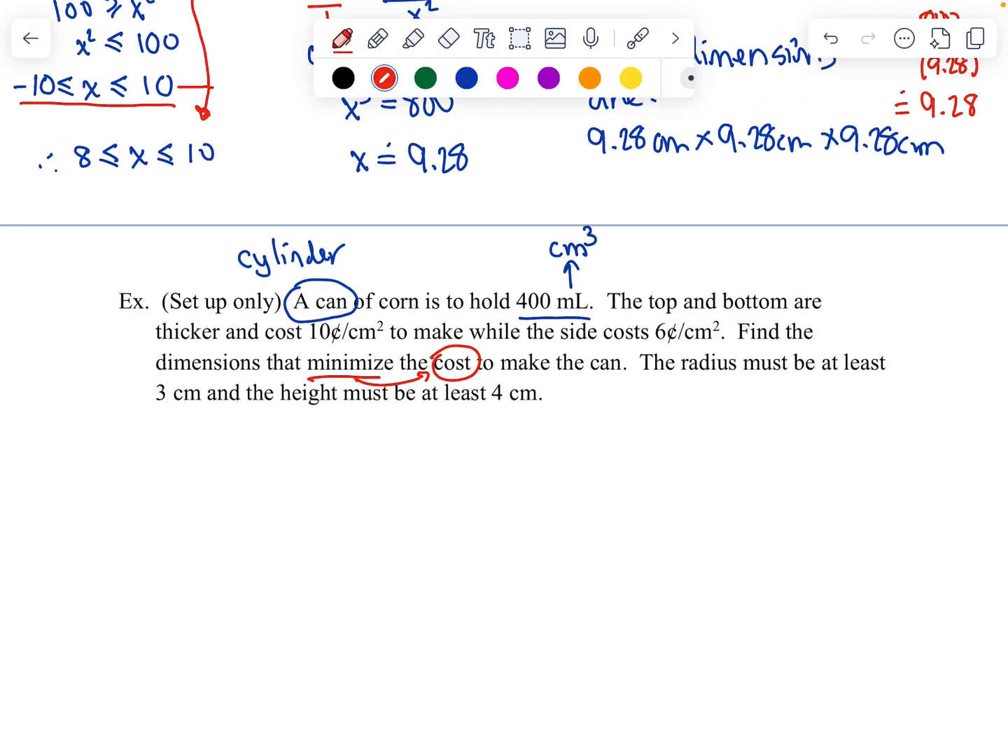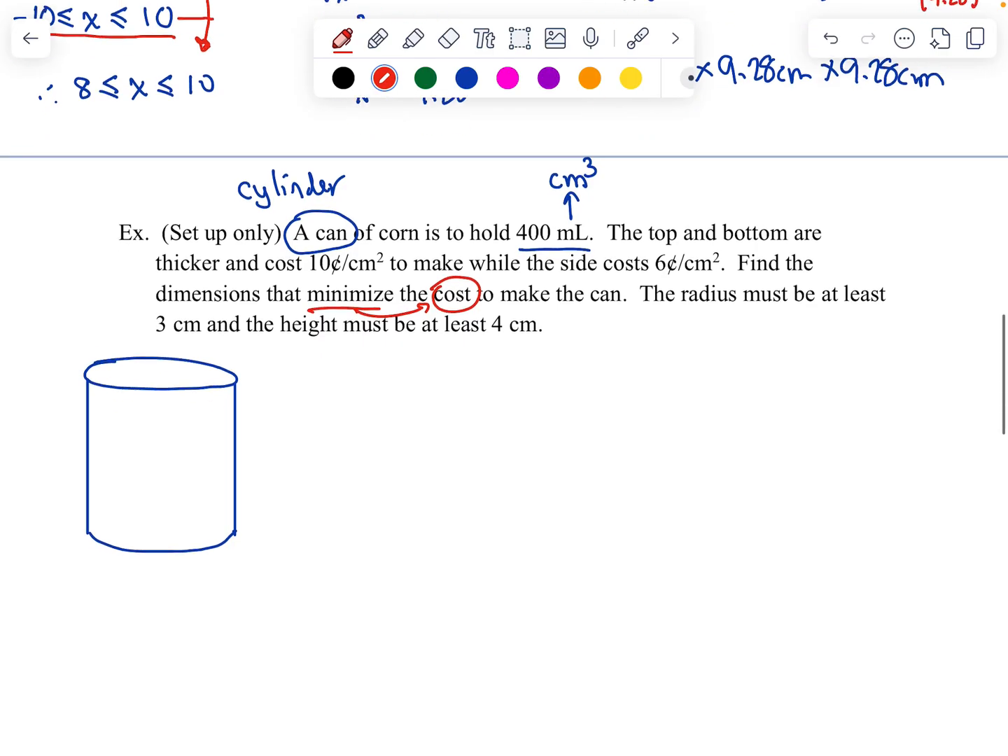So again, the first place I would start is a quick diagram so we can see what's going on. This time we have a cylinder, so I'm going to draw the best cylinder I can. So here it is, here's our cylinder.